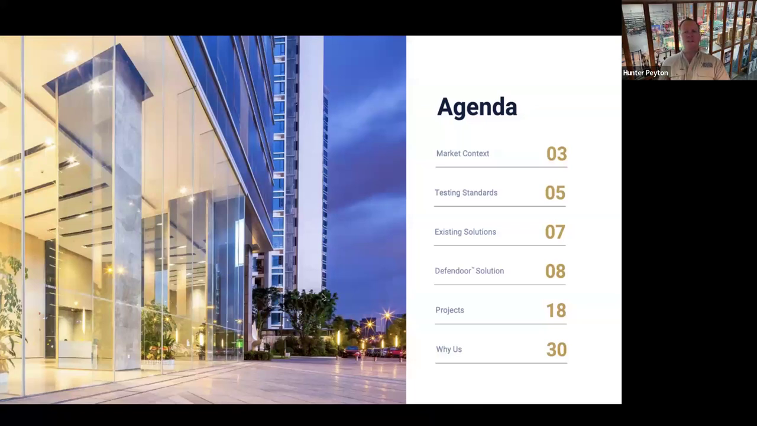Okay, so for today's agenda, just a brief overview. We're going to go over market conditions, some information about testing standards, some existing solutions, the Defendor solution, and then just some details about our projects and who we are in general.